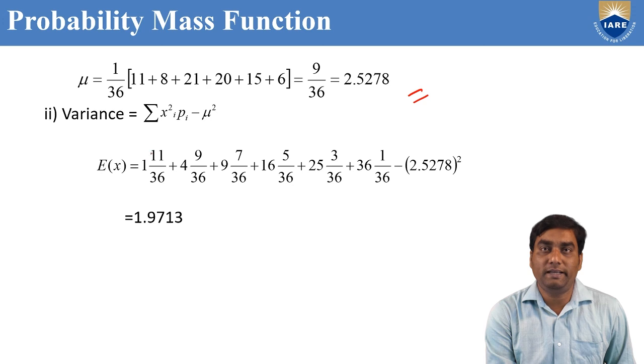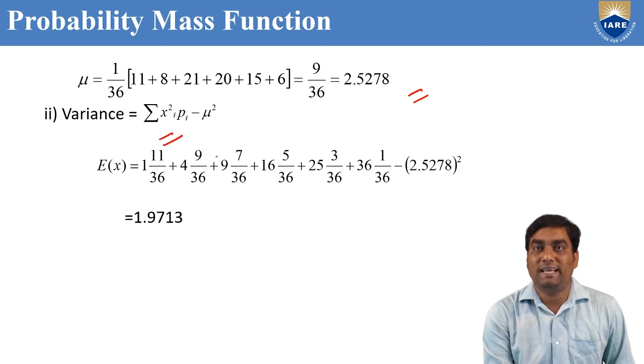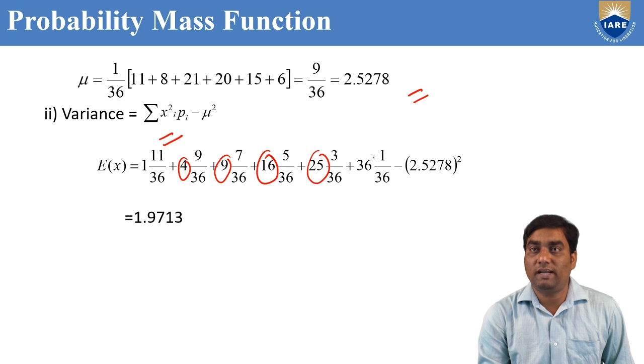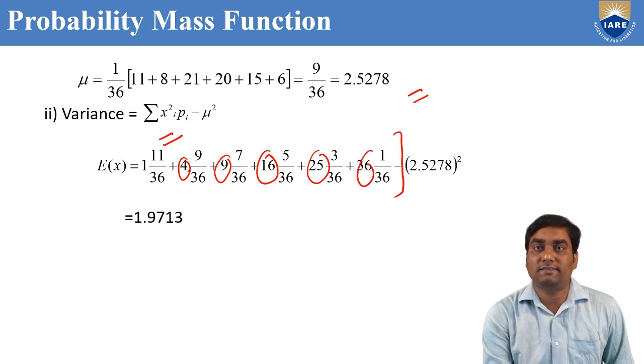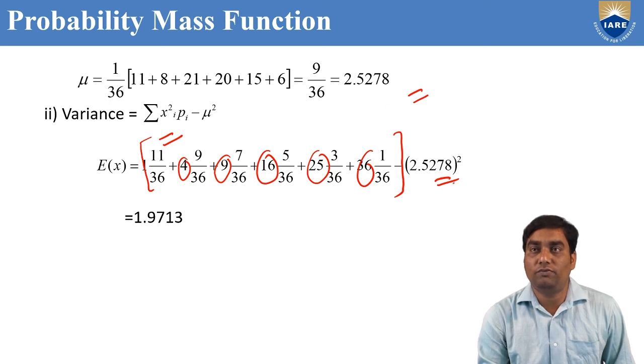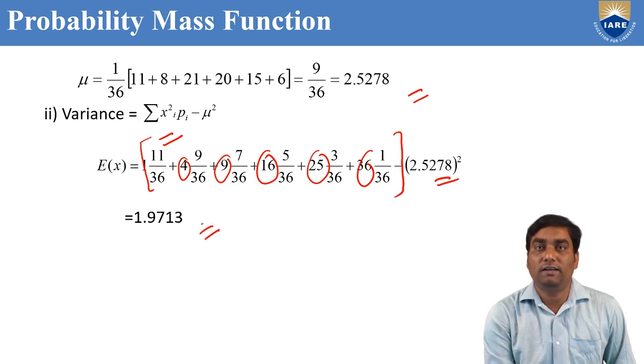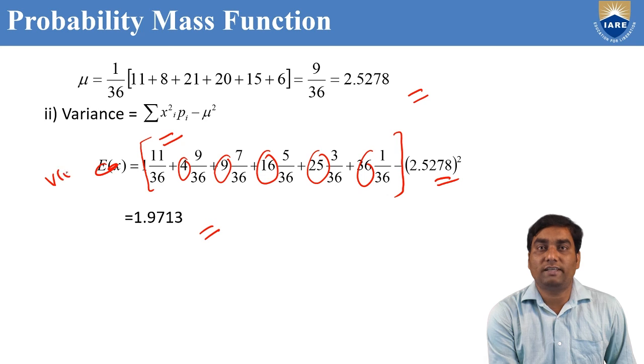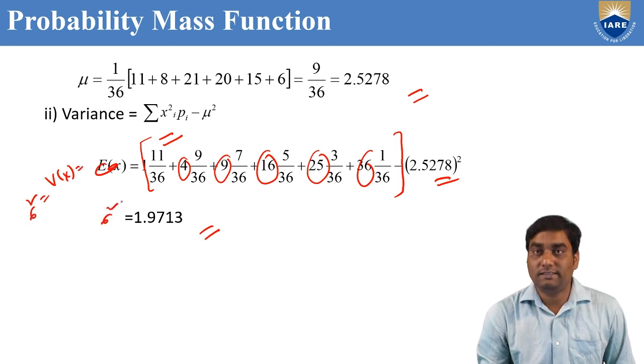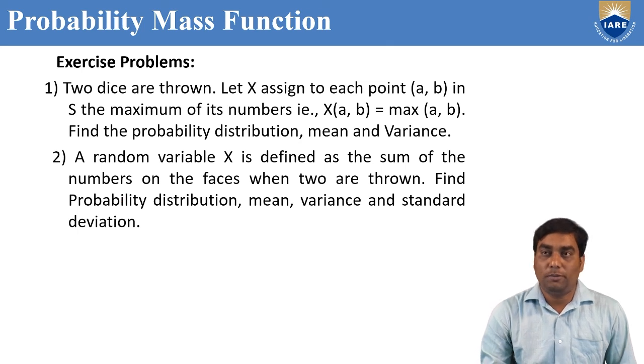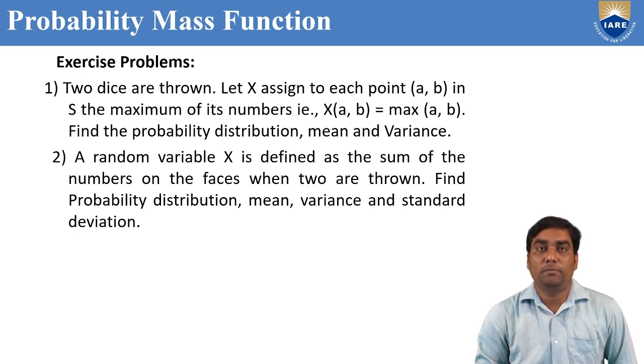If you know the value of the mean, then we can find out the variance. Sigma x square into f of x: 1 square is 1 only, 2 square is 4, 3 square is 9, 4 square is 16, 5 square is 25, and 6 square is 36. This is sigma x square into f of x minus mu square. The mu value we got is 2.52, whole square. If you simplify it, we'll get the variance of x, which is denoted by sigma square. So like this, we can find out the problems on probability mass function.